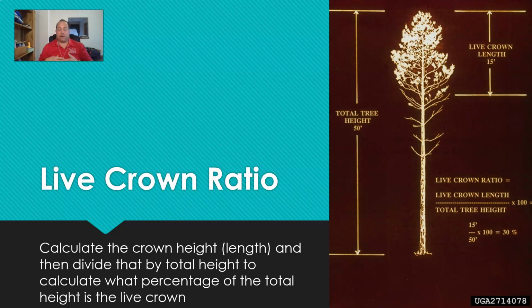But live crown ratio is going to become really important in other classes like silviculture, where you take that measurement and start applying it and looking at the stand as a whole, or the tree with the trees next to it, and really tell, is this tree healthy or does it need some work?